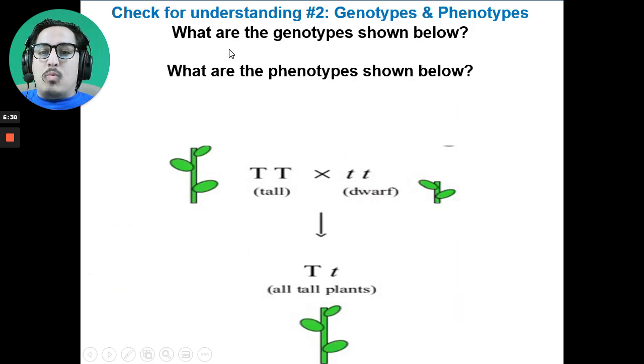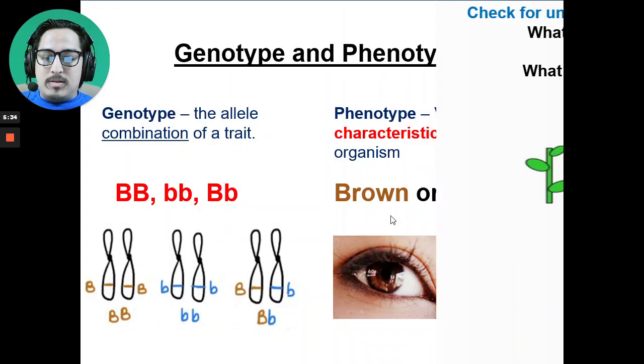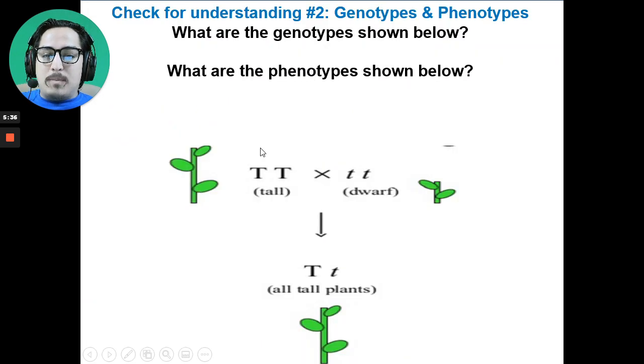So what are the genotypes in this picture? Remember, genotype is letters. So which combination of letters do you see here? Well, look, you have capital T. Over here you have capital T, lowercase t. And then here at the bottom you have capital T, lowercase t. So you have all different combinations, right? Now, what are the phenotypes? Physically, how do those look?